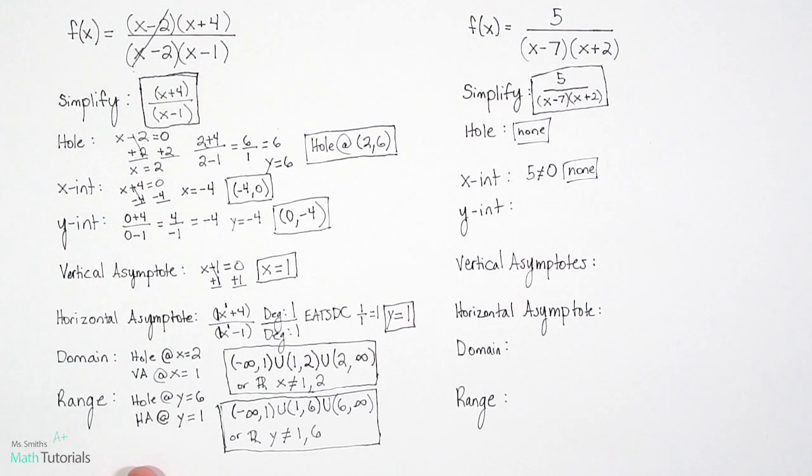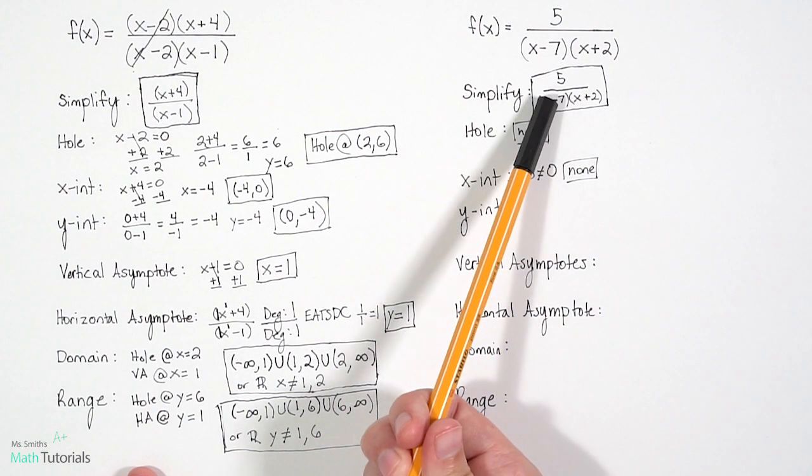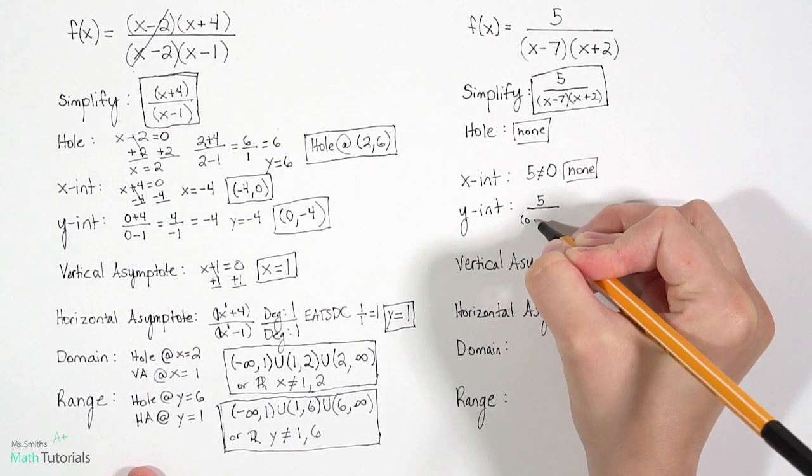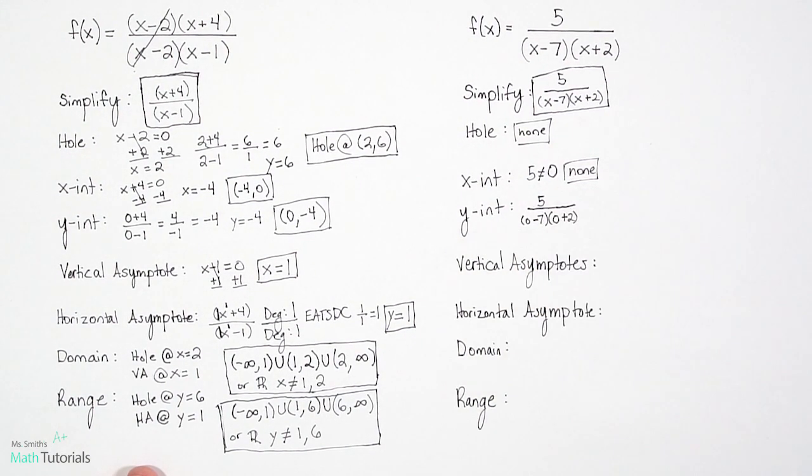All that means is that this graph does not cross the x-axis at any point. To find our y-intercept, remember that we plug in 0 for all the x's and we just simplify. So I go to my simplified version and I'm going to rewrite it, but anywhere I see an x, I'm going to write a 0. And now I just want to simplify it.